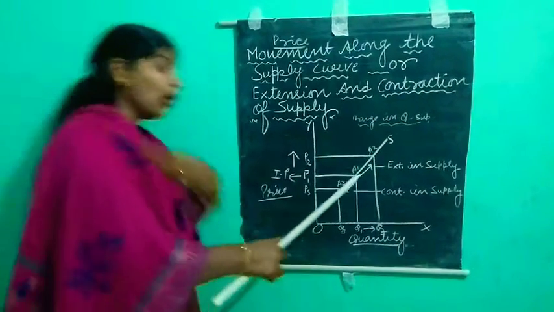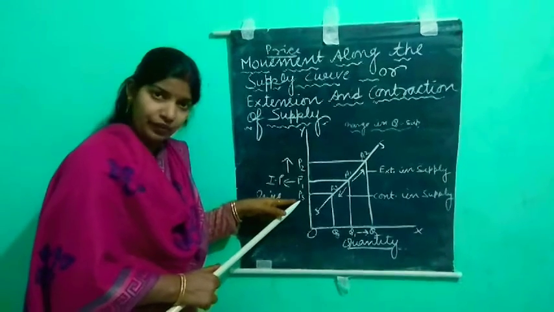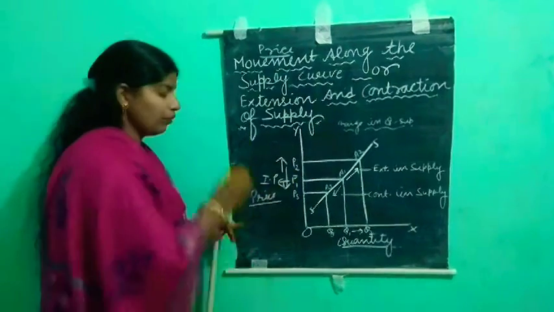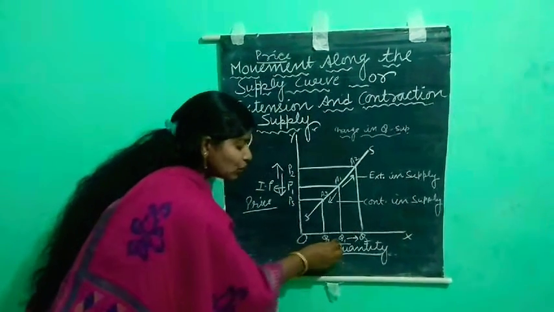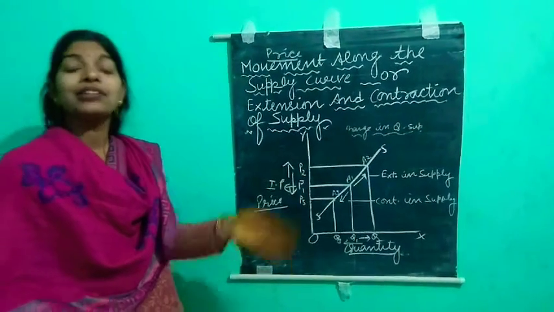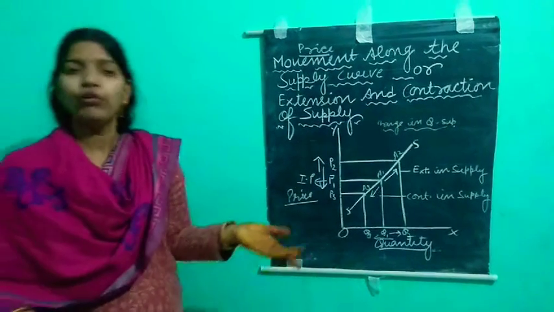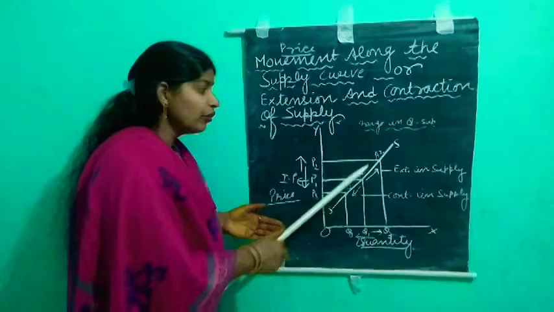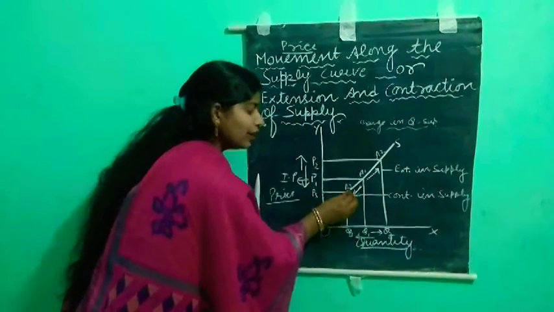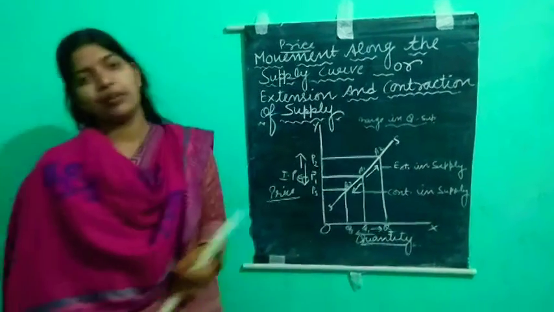Now, fall in price. If price falls and it becomes OP3, you can see that prices are falling. Then quantity supplied will also fall, and this is Q3. Because other things remaining the same, if price falls, quantity supplied will also fall. That's why you can see that this is a downward slope, and it is at point A3.